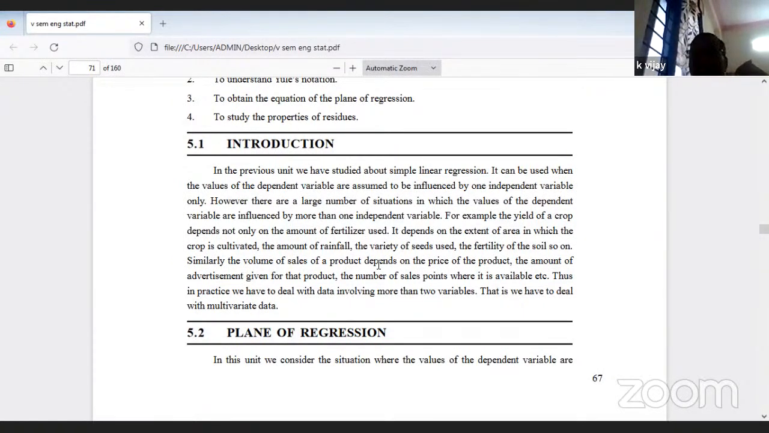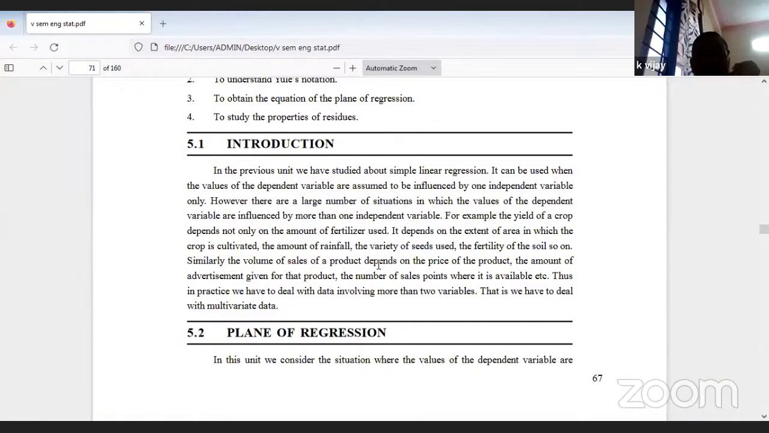So it depends on the extent of area in which the crop is cultivated, the amount of rainfall, variety of seeds, variety of soil, and fertility of soil. Not only fertilizers, but also the rainfall, and the soil should absorb the water and should develop the crop. Similarly, the volume of sales of a product depends on the amount of advertisement given for the product and the number of sales points where it is available.